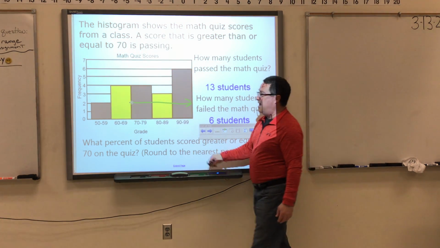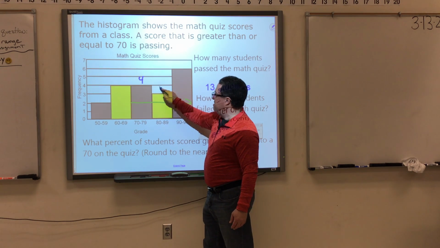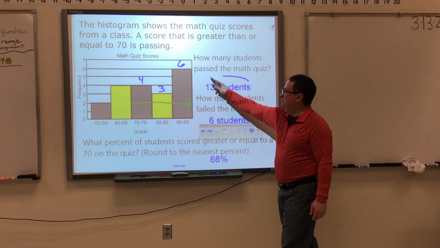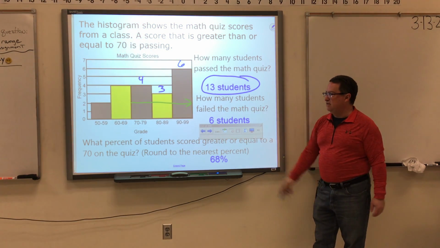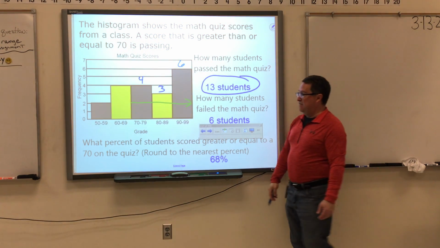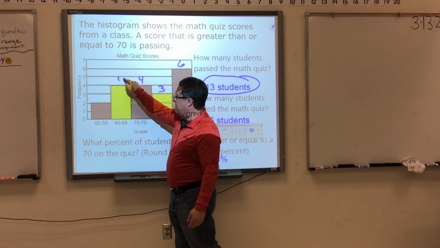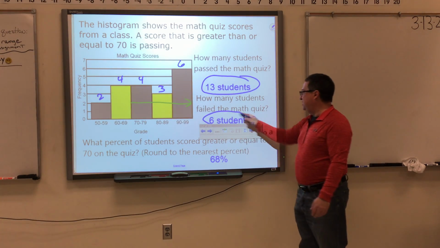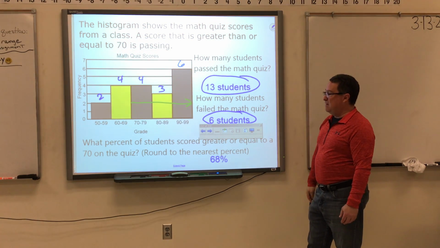So you're going to have to add them up. There's 4 of them here, there's 3 of them here, there's 6 of them here. 6 plus 4 plus 3 is your answer. How many students failed the math quiz? Well, that'd be the rest of them. There's 4 and there's 2, which means there are 6 of them that did not pass.